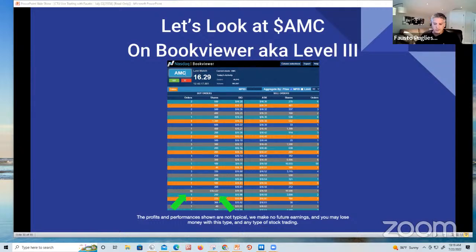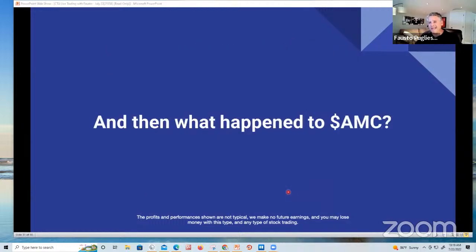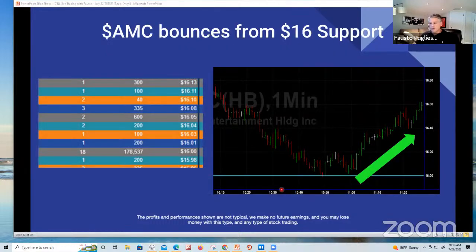Indicators are laggers. But when you see those orders, that's what makes things run. Because when you see 18 different orders around the world that make 178,000 shares at $16, guess what? What do you think is going to happen to AMC when we get there? Oh, what do you know? Stock goes up.